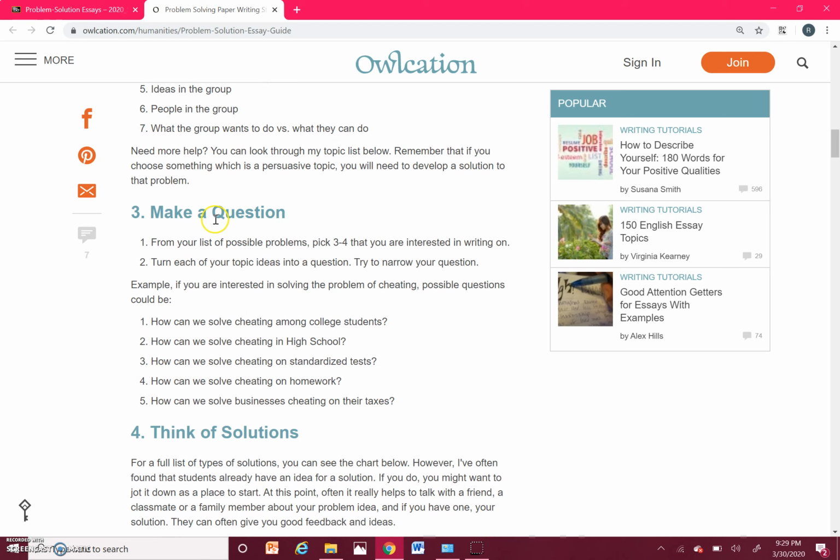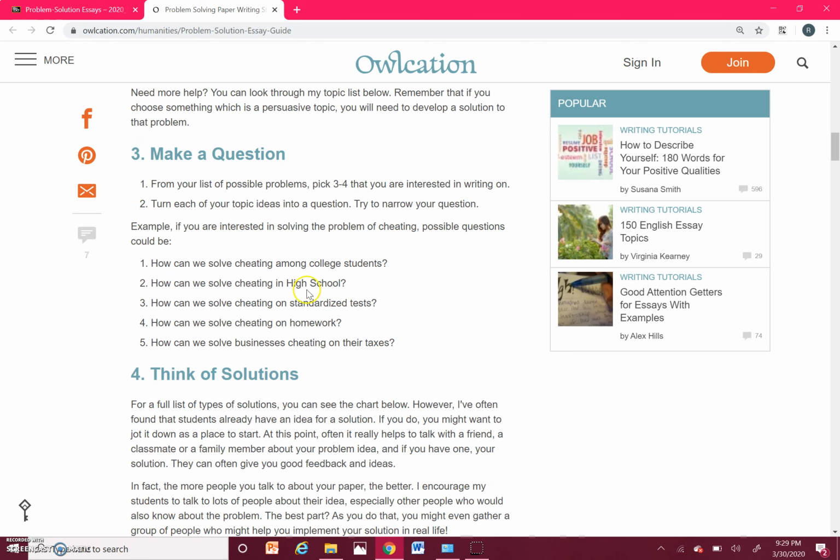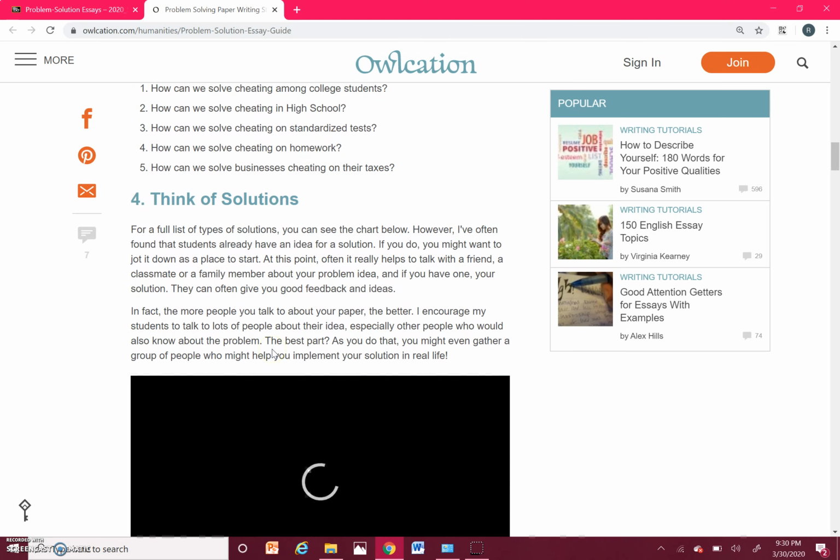Step 3 would be to make a question. From your list of possible problems, pick 3 or 4 that you're interested in writing on. Turn each of your topic ideas into a question. Try to narrow your question. For example, if you're interested in solving the problem of cheating, possible questions could be: how can we solve the problem of cheating among college students? How can we solve it in high school? How can we solve it on standardized tests, on homework, on taxes?